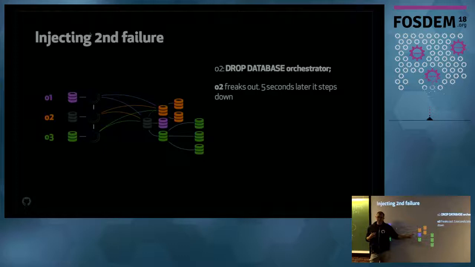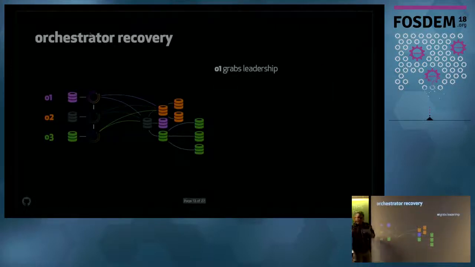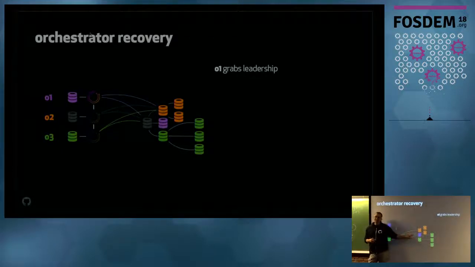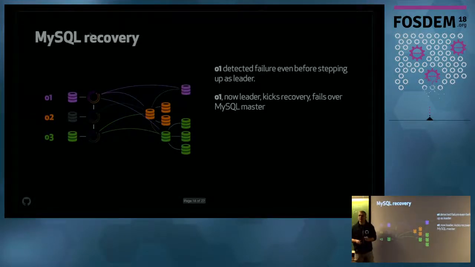Meanwhile, the master is dead. We need to fail over that. Within 5 seconds, O2 steps down, and the Raft mechanism takes care of the rest and promotes one of the other orchestrator nodes to be the leader. Let's say it's O1. O1 grabs leadership. It already knows the MySQL master is dead. It knew so from a few seconds ago, but it couldn't take action because it wasn't the leader. It is the leader now. It's running the failover. The failover takes place. Production is happy. At this time, we're basically happy. But let's pursue this further.